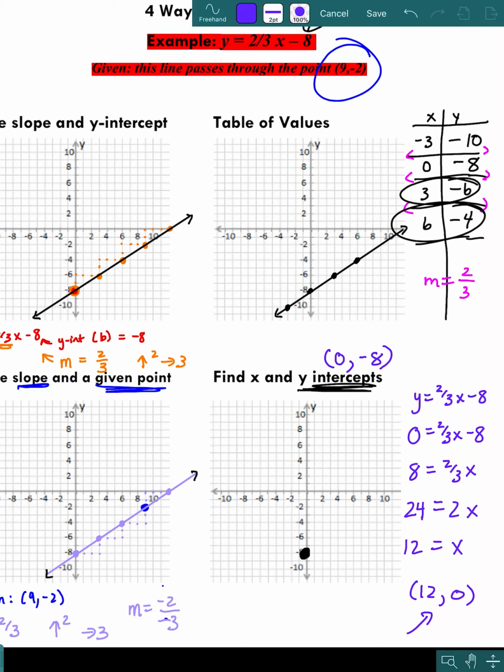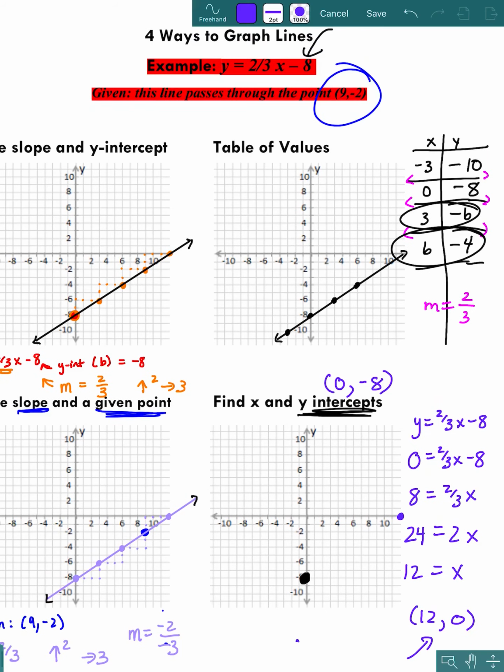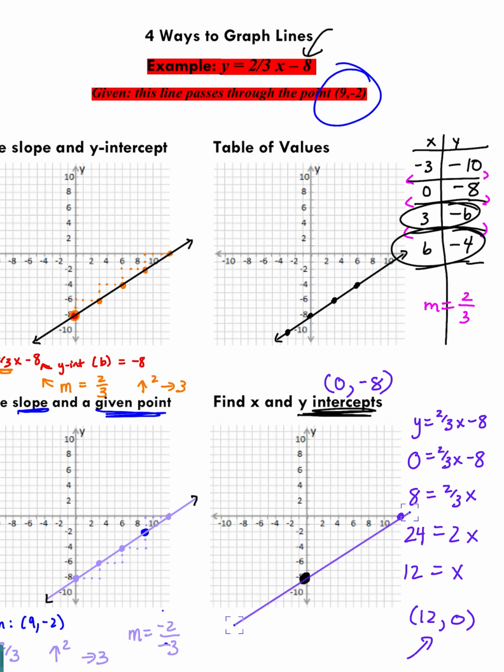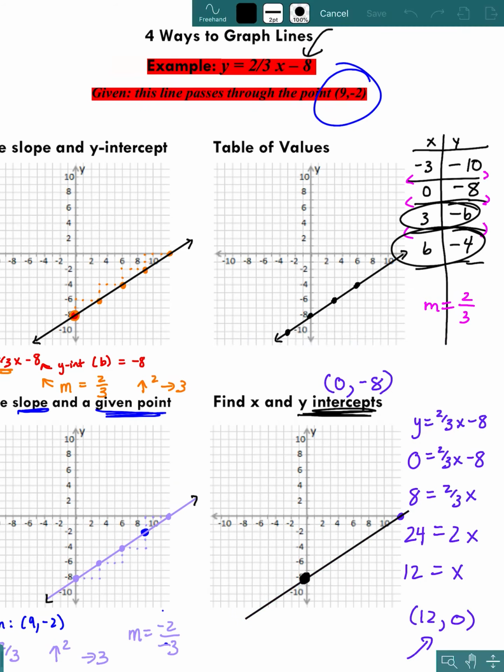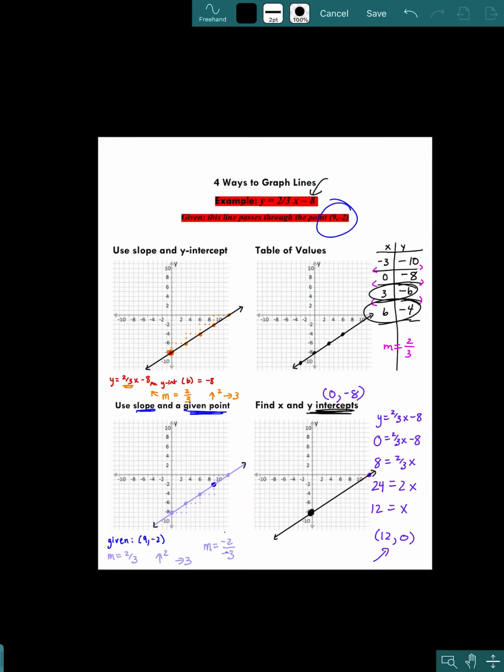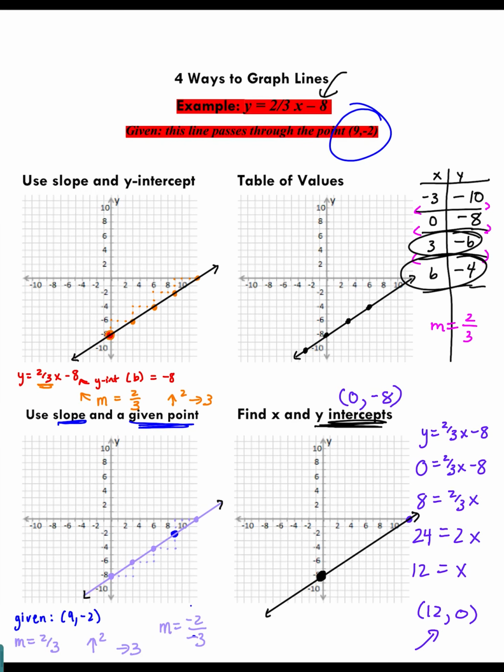So let's plot this point here. 12 and 0 is right there. We're going to draw our line to connect these points. And there we have it. 4 different ways to graph a line using slope and y-intercept, or table of values, or slope and a given point, or x and y intercepts.